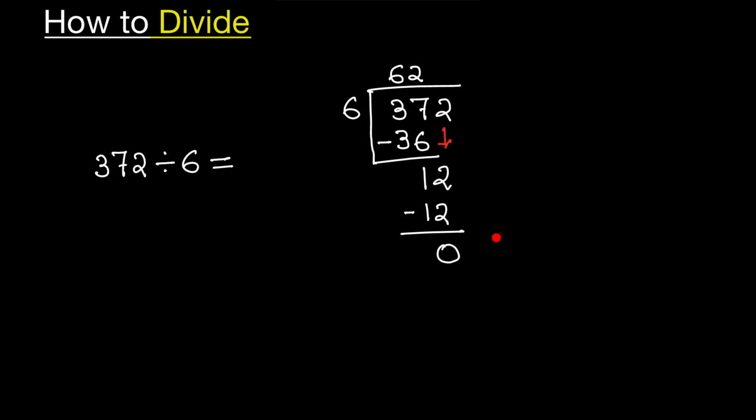Now as we have no number to bring down here and we have got the number 0, so we will stop. Therefore, 372 divided by 6 is equal to this number 62. And this is our final answer.